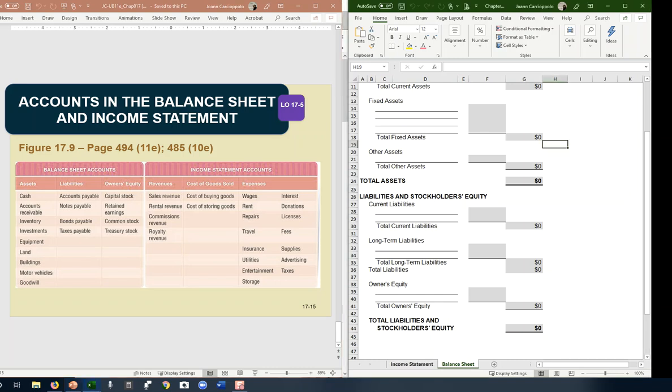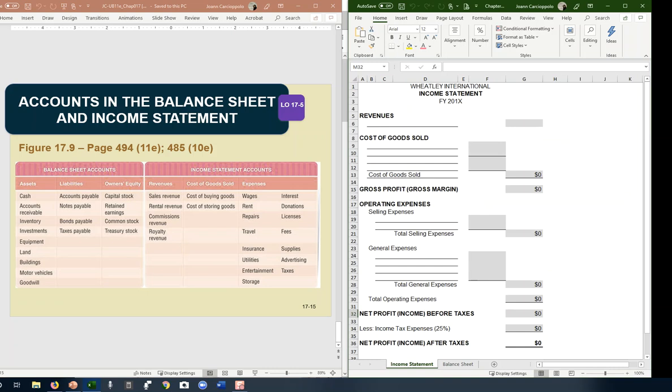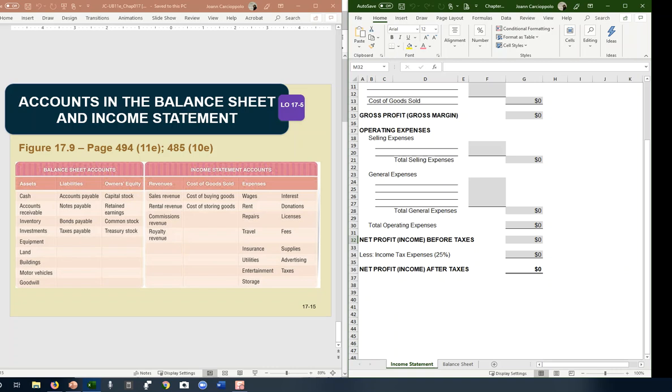Now let's take a look at the income statement. And you'll notice that it's broken out into different accounts as well. So we have the revenues, the costs of goods sold, the operating expenses, and then the net profit or income before taxes. We typically deduct how much the income tax expense is going to be in order to determine whether we have a profit or a loss after taxes.